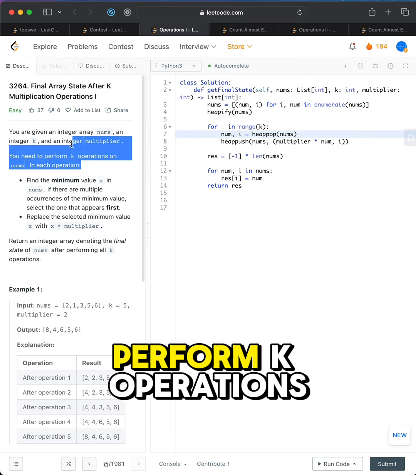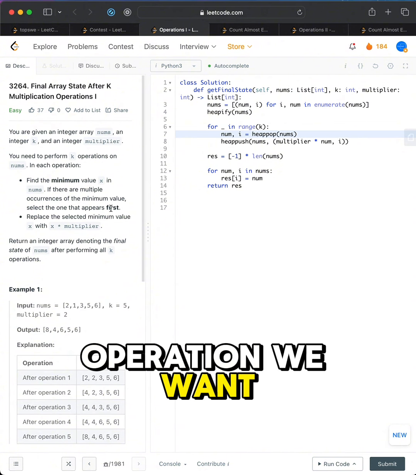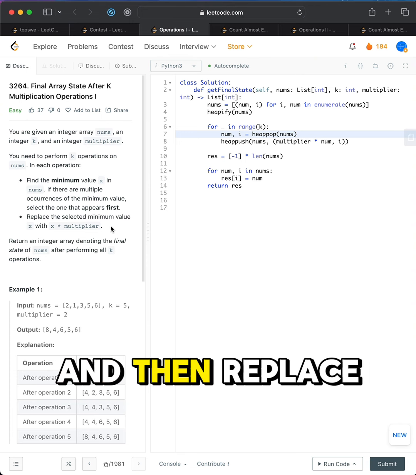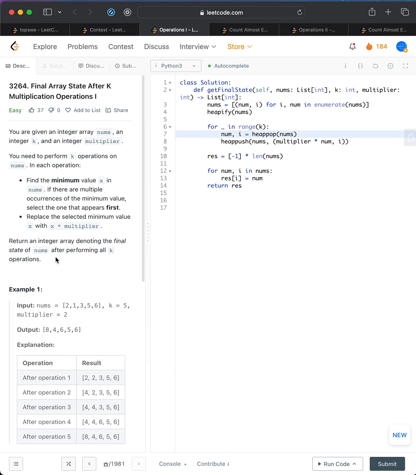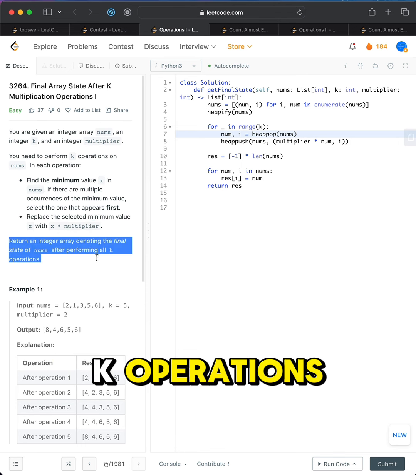We want to perform k operations on nums, and in each operation, we want to first find the minimum. If there's multiple, pick the first one, and then replace the minimum with its value times multiplier. And we want to return the final state of nums after performing all k operations.